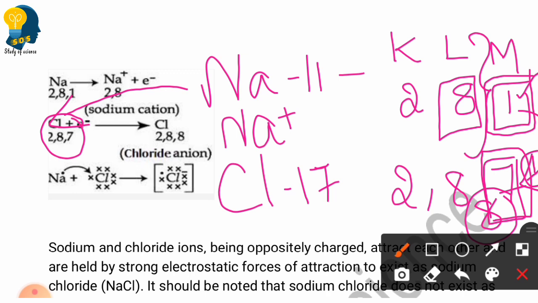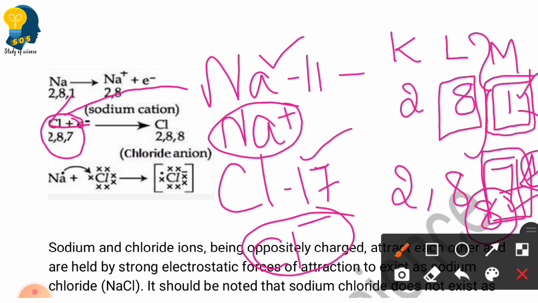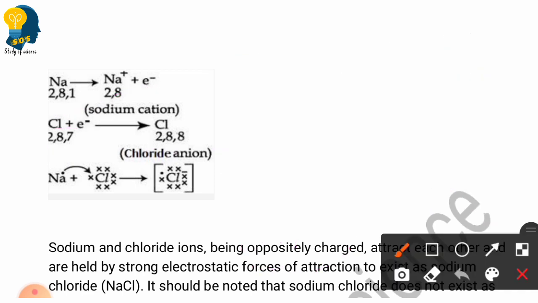How many electrons are there on the outermost valence shell of chlorine now? There are 8 electrons. Now chlorine becomes more stable by gaining 1 electron. Cl now becomes Cl minus. So now Na plus is more stable than Na, and Cl minus is more stable than Cl. Why? Because chlorine has obtained 1 electron from the sodium, and sodium has lost 1 electron. Now both the elements become very stable. Clear? So I hope you have understood what happened.